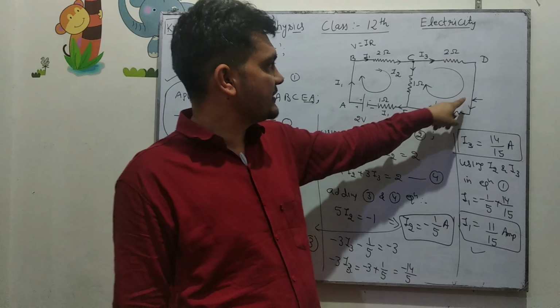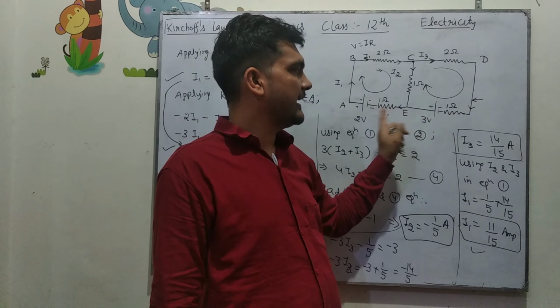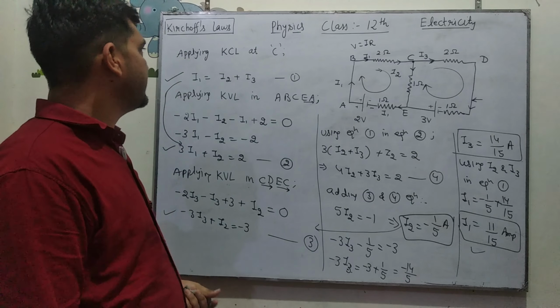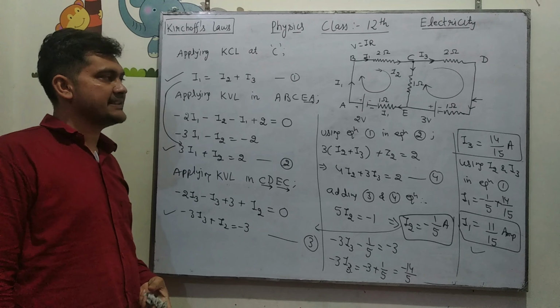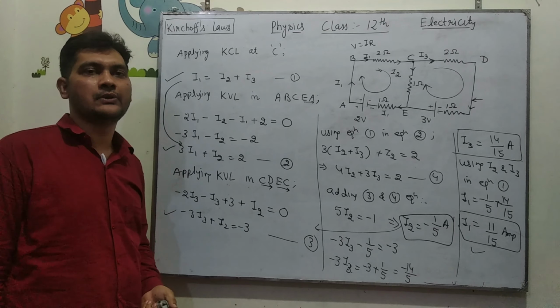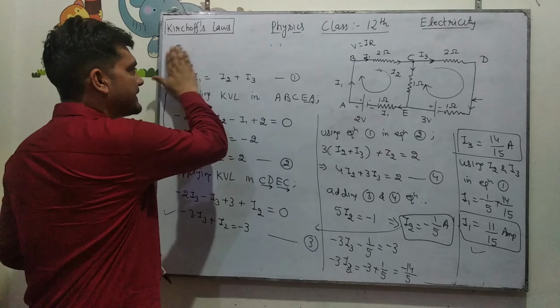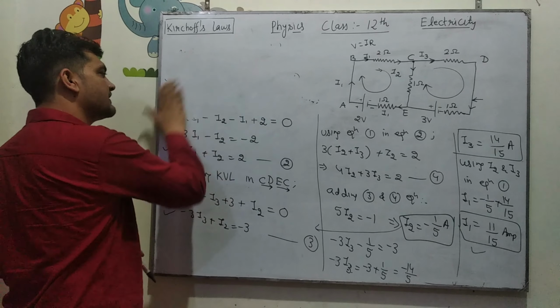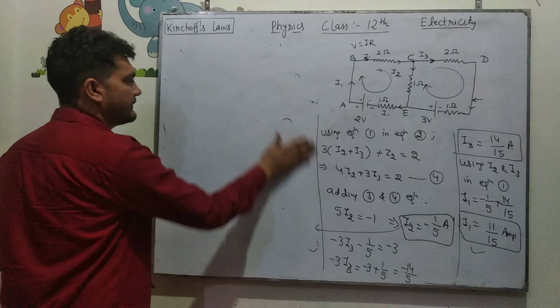And the current in this branch, I3, is equal to 14 upon 15 ampere. So using Kirchhoff's voltage law and Kirchhoff's current law, you can solve any circuit given to you. Now I am giving you one question for exercise. You solve this question and tell me what are the values of current in different branches.